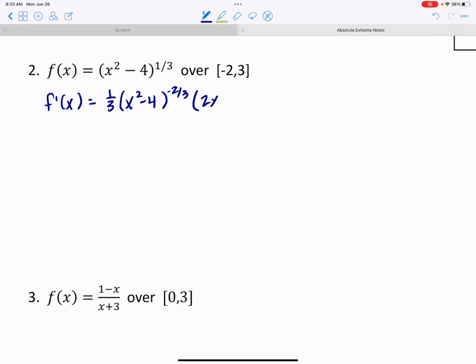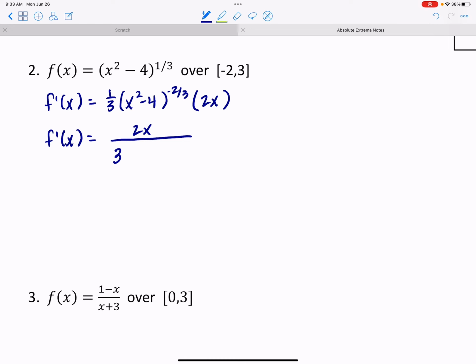And then we multiply by the derivative of the inner function, so the derivative of x squared minus 4 would be 2x. And then we don't have to clean this up, but I'm going to because I need to find the critical numbers. Doing a little solving would be easier if I made this look a little nicer. So f prime of x is going to equal, the 2x is going to be on the top of the fraction, the 3 is going to be on the bottom.